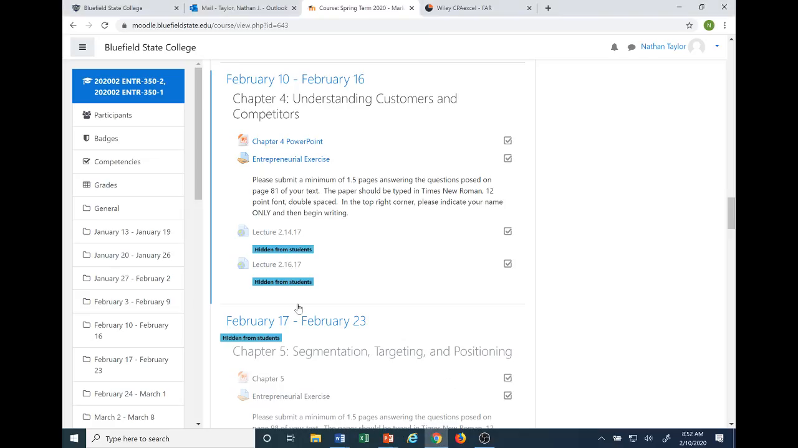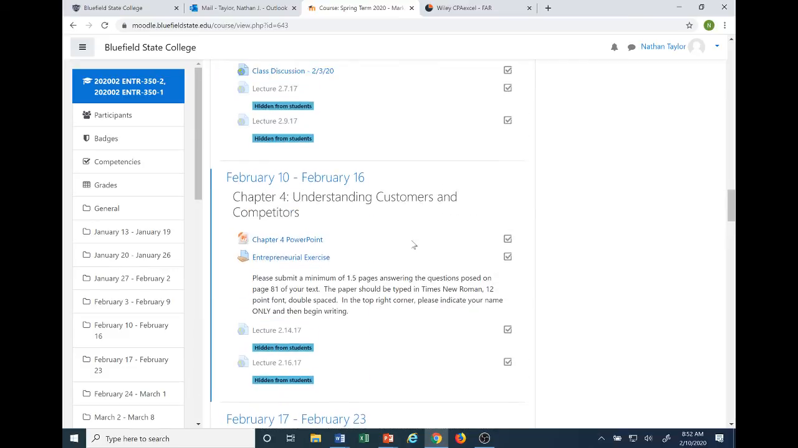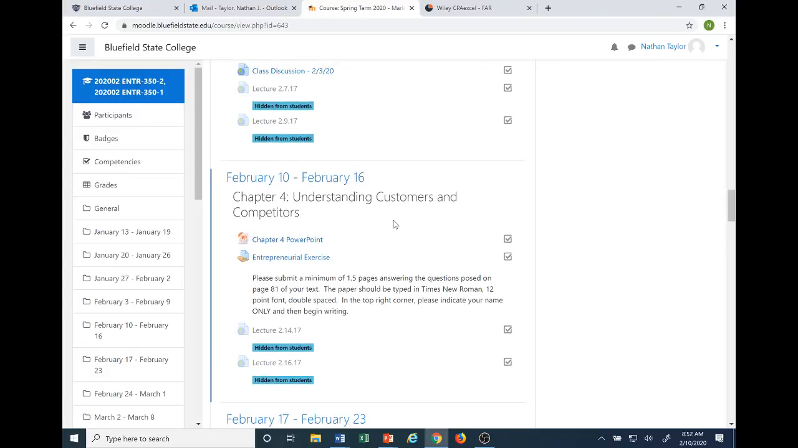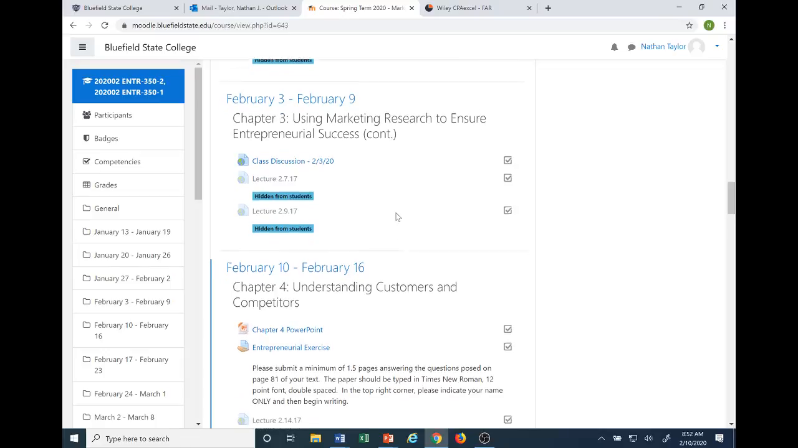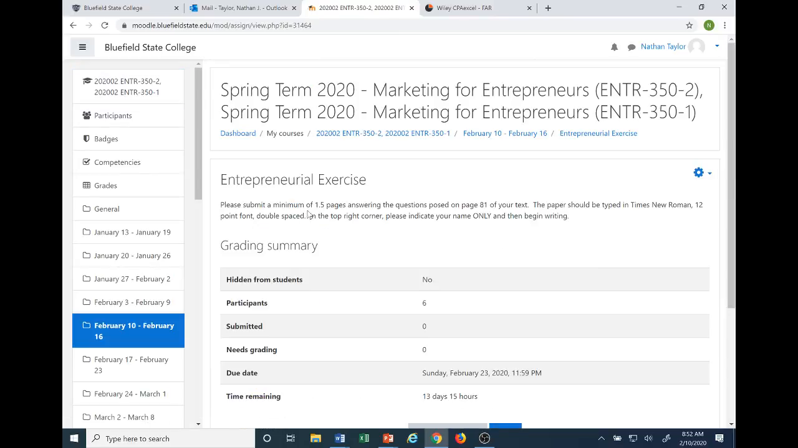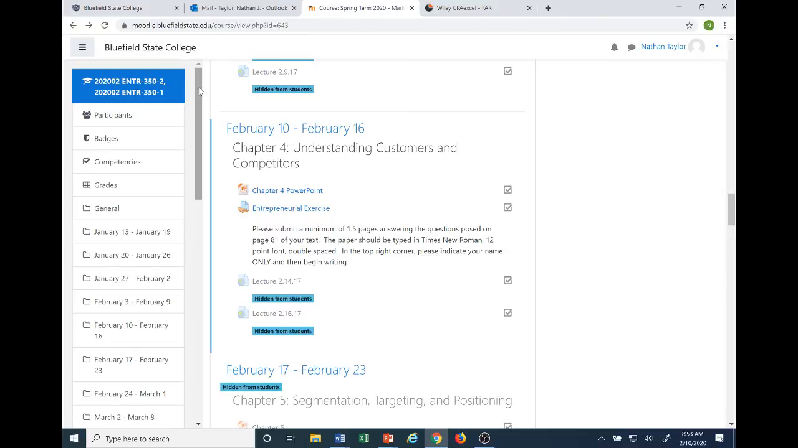Let's just take a quick second and look at Moodle. Yesterday we had the last entrepreneur exercise for chapter 3 and the entrepreneur marketing plan details due. We're in chapter 4 this week, so like I said, we're about halfway through chapter 4. Wednesday we'll finish the content, and then we have the next entrepreneur exercise for chapter 4, and it is going to be due Sunday, February 23rd at 11:59 p.m. So we still have 13 days and some change to work on this. Just wanted to give everyone a heads up of where we are, where we're going.